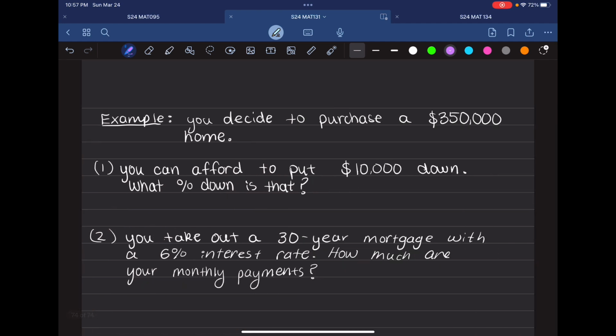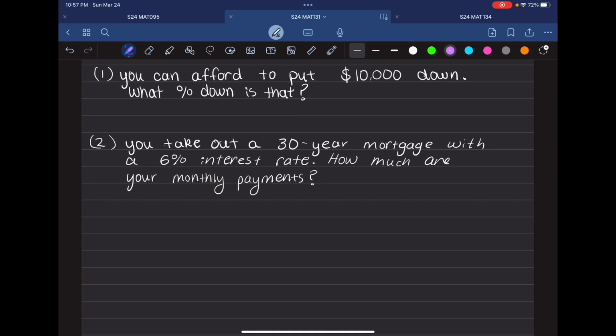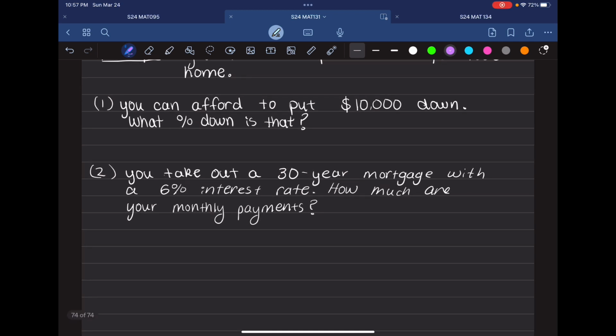All right, the last example. Suppose you decide to purchase a $350,000 home. And we're just going to kind of run through a couple different questions that you might be asked. So one of them is, you can afford to put $10,000 down. What percent down is that?